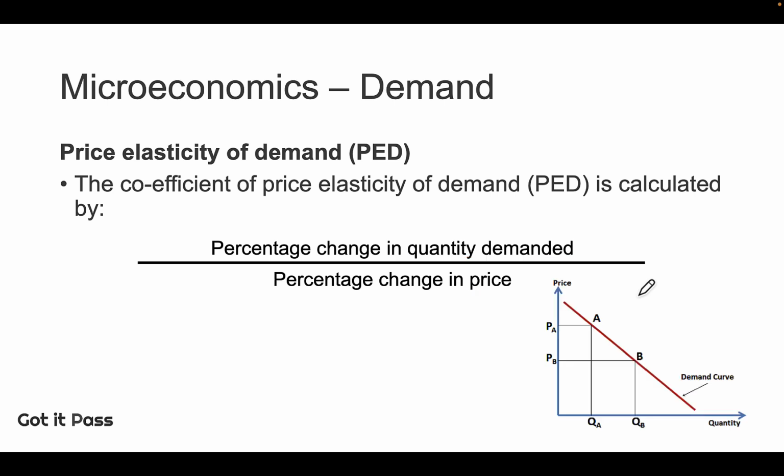So here is the chart that we explained before. The demand curve here, we just used only one demand curve, and there's no change in the conditions of demand. So we would like to see the price change from PA to PB, and we know the quantity demanded changes from QA to QB. We would like to see this coefficient, or the responsiveness of this price change on the quantity demanded.